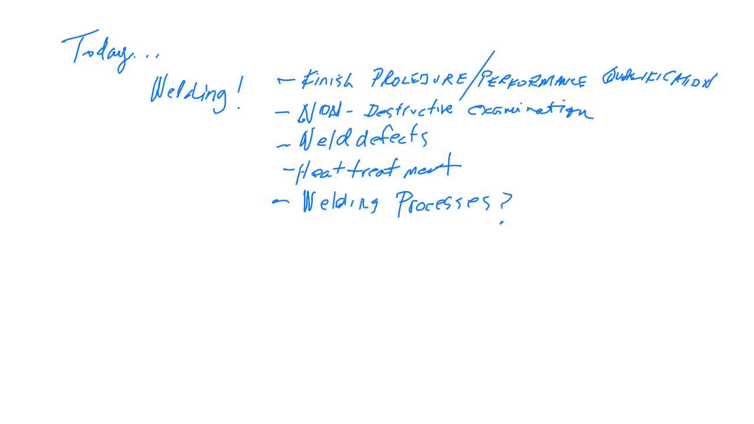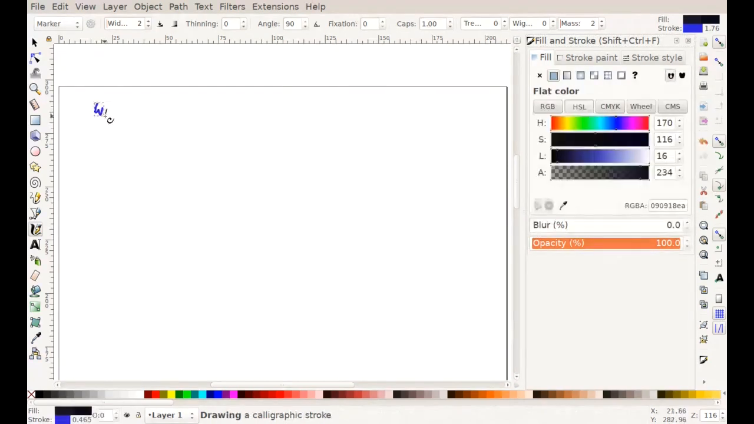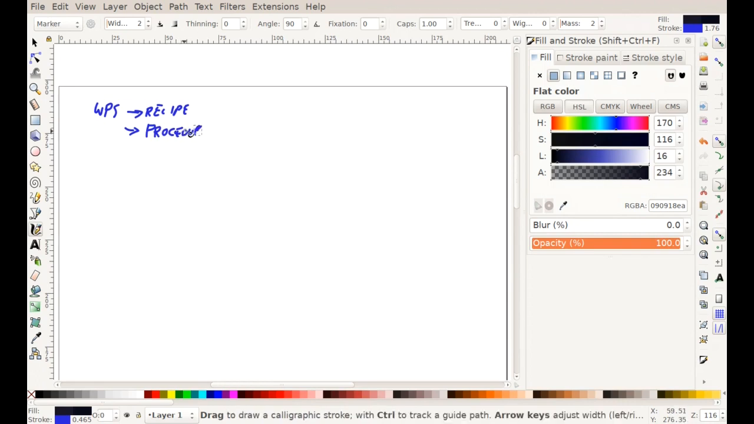So we had the weld procedure specification, and that is the recipe for making the weld. What we have to do then is qualify the procedure to make sure it's a good weld. What we end up with as evidence of a good weld procedure is a procedure qualification record.